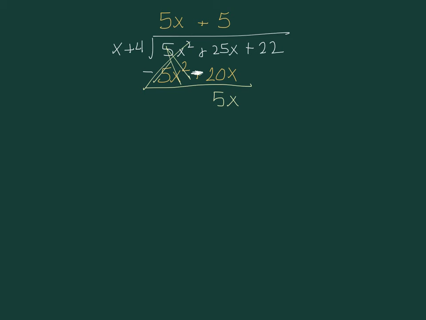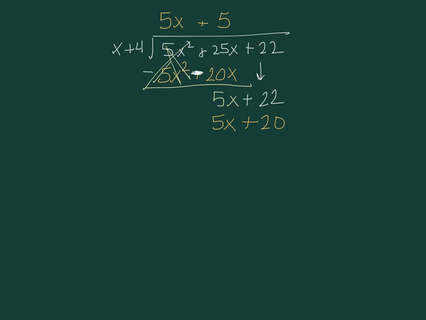Now I go 5 times x is 5x, positive. Then I go 5 times 4 is 20, positive. I'll have to make sure that I bring down this plus 22 as well. So I apologize, I didn't mention that first. Okay, so always make sure, we did the 5x and we bring down the next term. Kind of like when we do division of integers, you subtract it and then you bring down the next number.